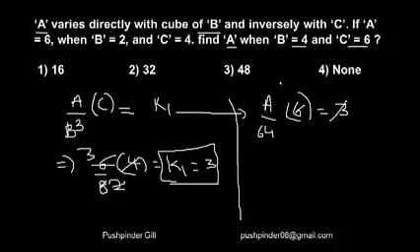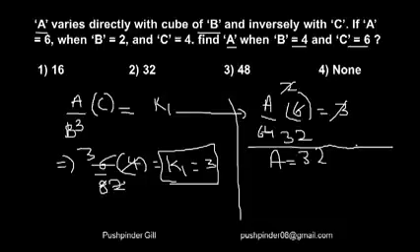So this 3 cancels this 2. Now why did I put 3 here? Because that's the value of K1. So this is gonna give it as 32. That means A is nothing but 32. So you see how easily we solve this question once we know how things vary.